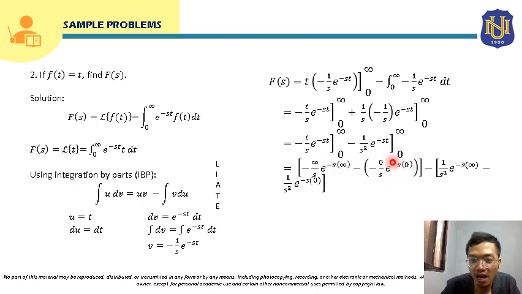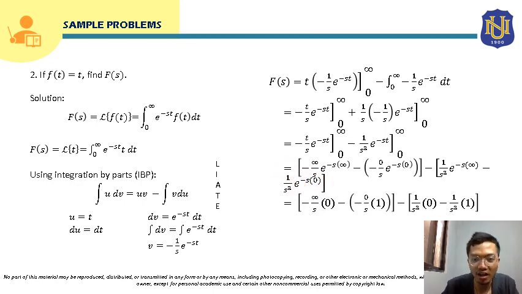And also, we already know that e raised to 0 is actually equal to 1, but there is a 0 here, so it will just become 0. Now here, this will become e raised to negative infinity, so this will become 0. And here e raised to 0 will be equal to 1, right? So from here, this will just become 0, and what will remain here is just this.